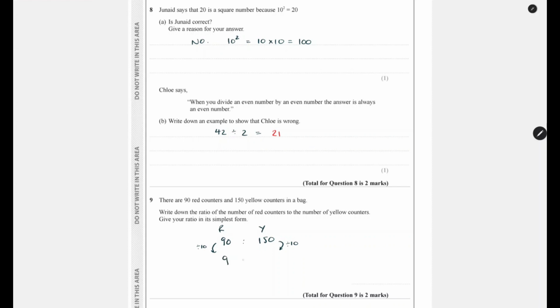And that gives us 9 to 15. And then we can divide both sides by 3 as well. As 3 goes into both numbers, that's 3 to 5. So our answer is 3 to 5 as a ratio.